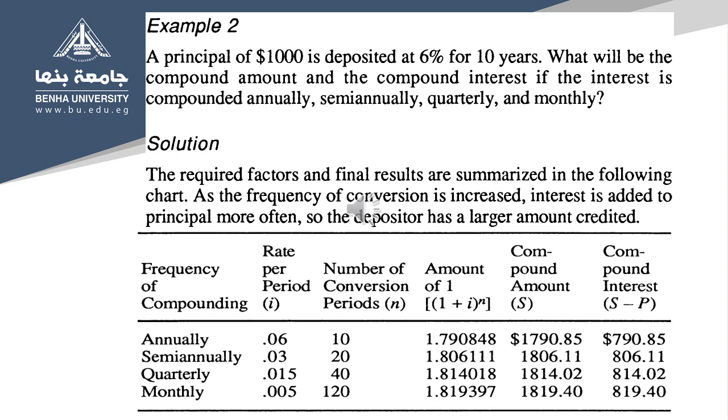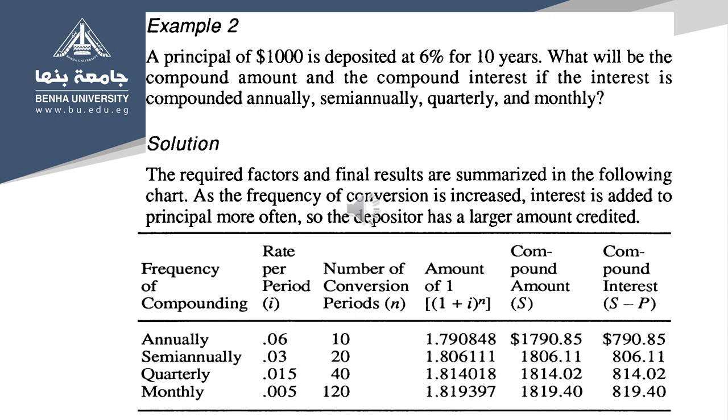A principal of $1,000 is deposited at 6% for 10 years. What will be the compound amount and the compound interest if the interest is computed annually, semi-annually, quarterly, and monthly? This is our solution. The required factors and the final result are summarized in the following chart. As the frequency of conversion is increased, interest is added to principal more often, so the depositor has a larger amount credited.